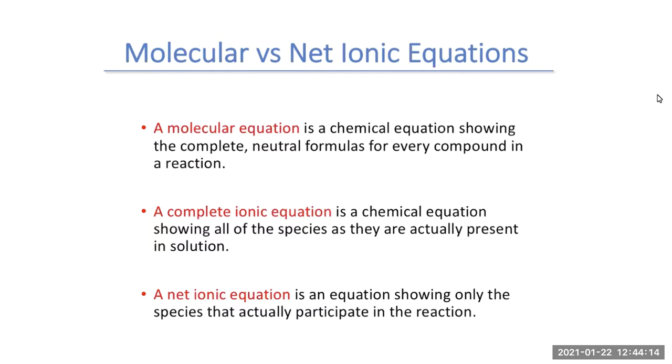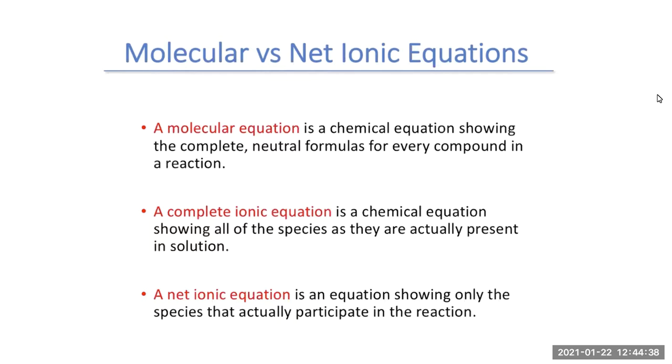The second type of equation we write is a complete ionic equation. The complete ionic equation is a chemical equation that shows all species as they are actually present in solution. So if we remember, in solution, ionic compounds break up into the corresponding ions. The complete ionic equation shows this.